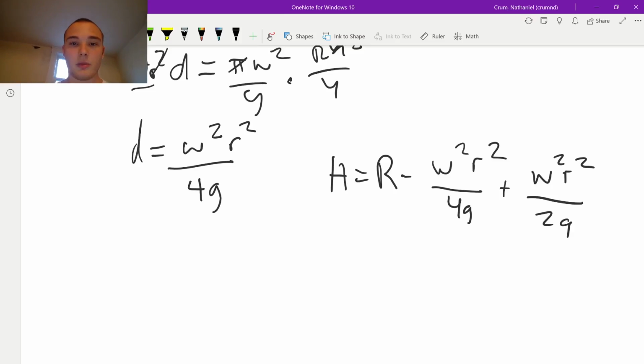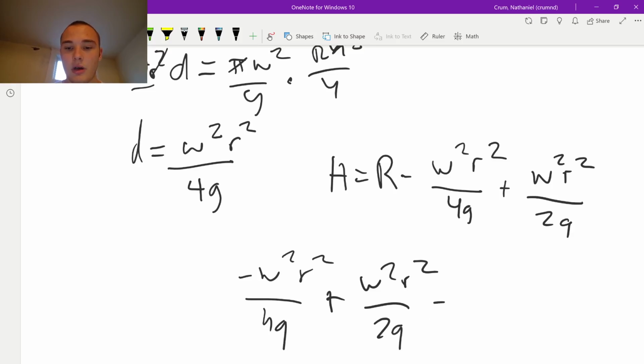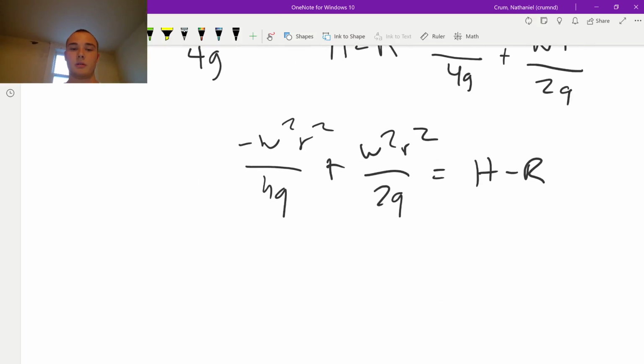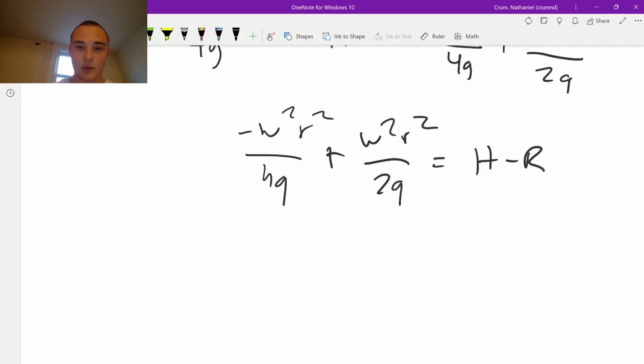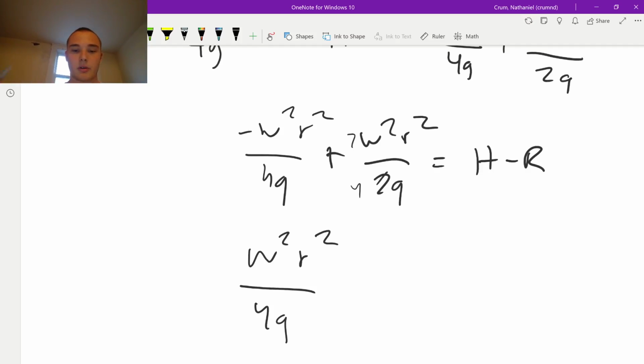So what we're going to do is move the H and the R onto one side, so we're going to have a negative omega squared R squared over 4g plus omega squared R squared over 2g, and that is equal to H minus R, the height of the container minus the radius of the container. So solving for this, we have omega squared R squared over 4g. All I did was cancel this 2 out and make it a 4. There's a 2 right here. A negative 1 plus a 2 is a 1. So we have omega squared R squared over 4g, and this is equal to H minus R.